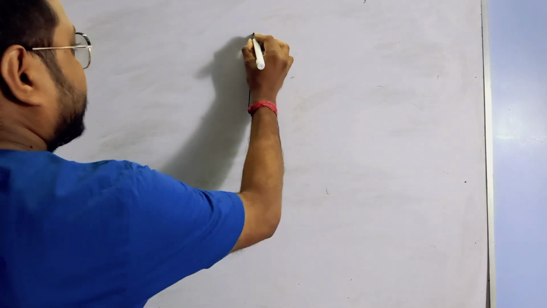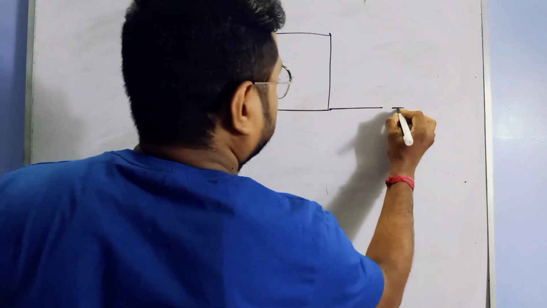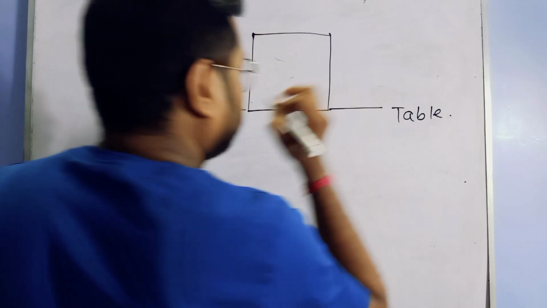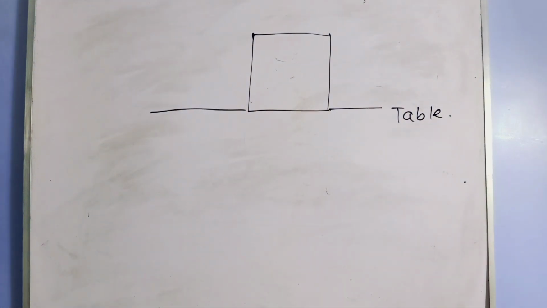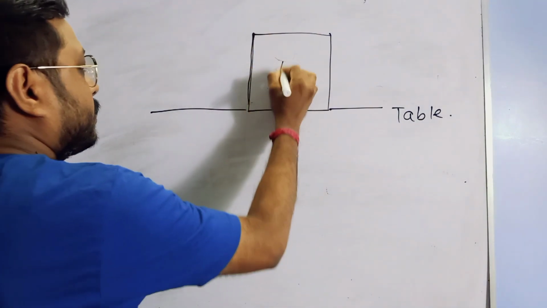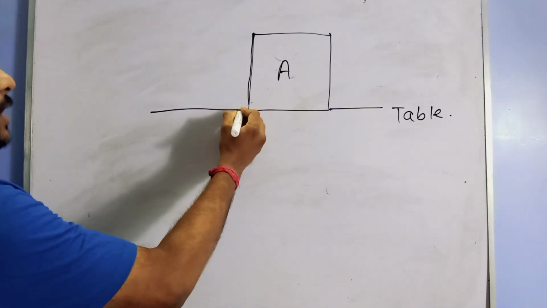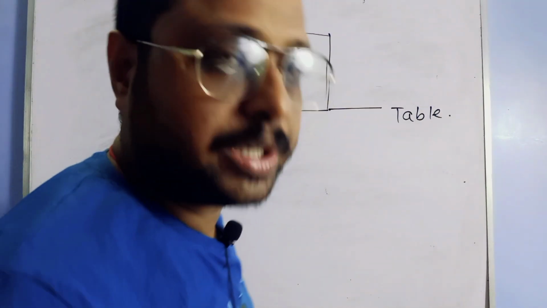Okay, if a particle is placed on a table, then there are two forces acting upon it. It is not that a block of mass m is placed on a table and the total force acting on it is 0.